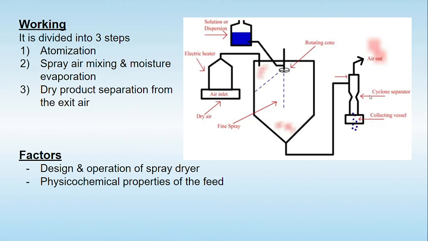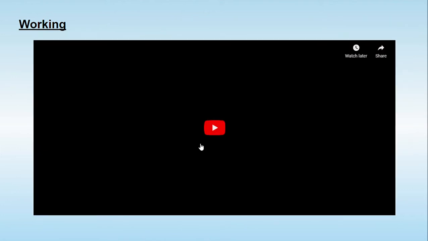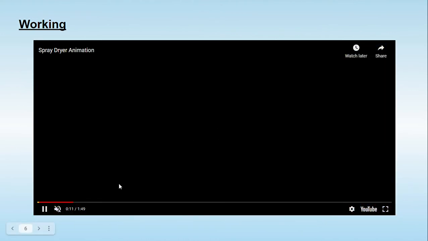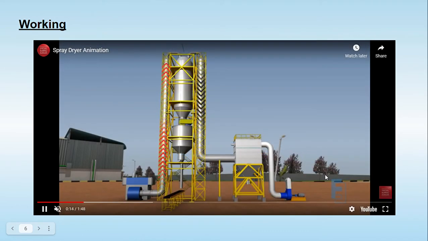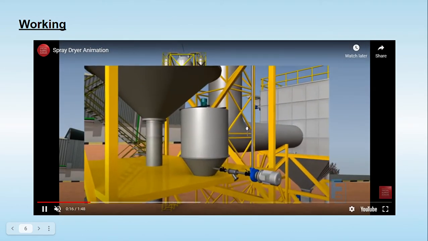Because the physical chemical properties of the feed will decide whether it is in the solution form or in the dilute suspension form. Now let's try to understand the working of this by this animation video. In this animation video, let's try to understand the things which are shown here, that is, a big spray dryer has been shown.